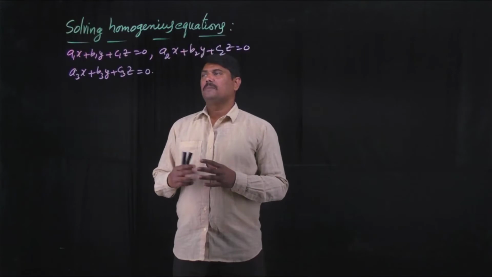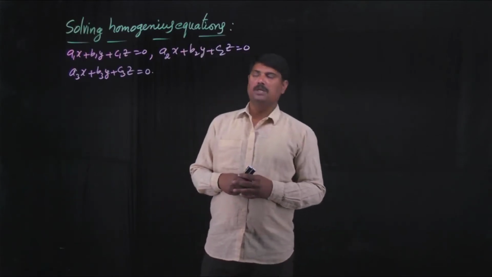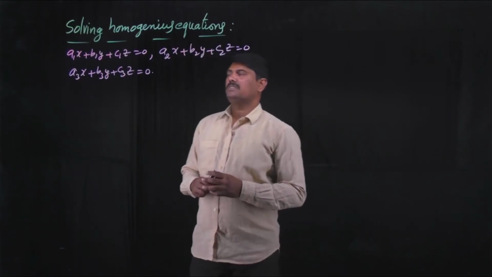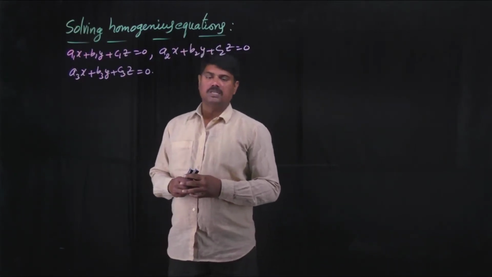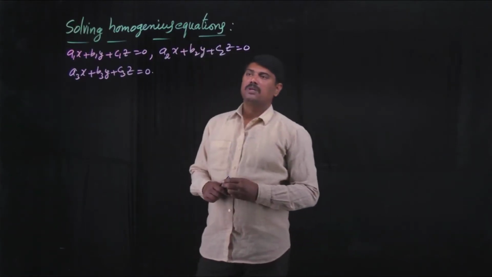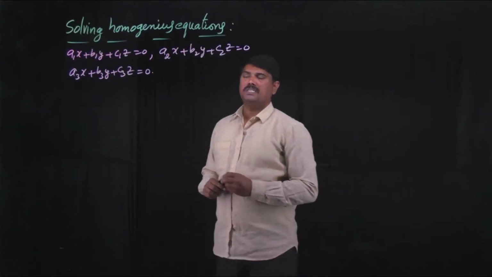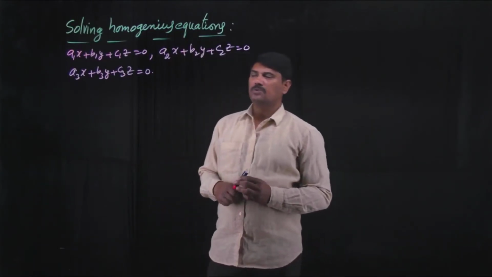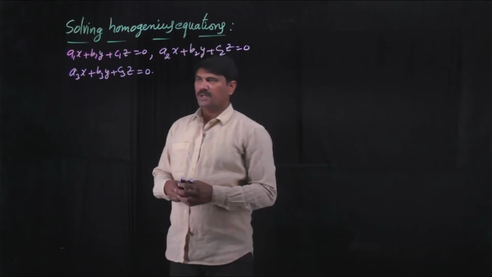Now, what is the process of solving homogeneous equations? Let us consider three equations with three variables which are homogeneous: a1x plus b1y plus c1z is equal to 0, a2x plus b2y plus c2z is equal to 0, and a3x plus b3y plus c3z is equal to 0. These are three homogeneous equations.